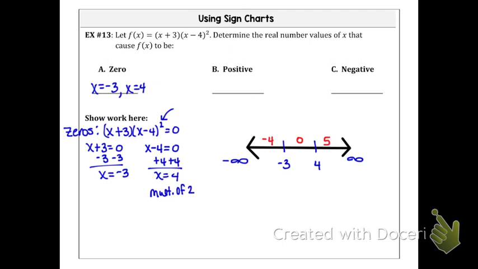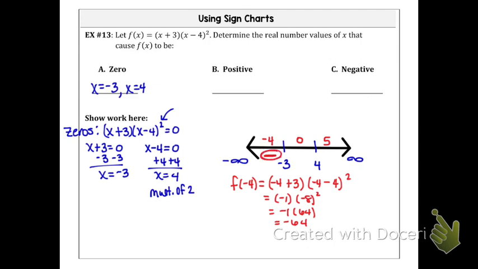All right, so let's go find f of negative 4. Our equation is (x plus 3) times (x minus 4) squared, and we're going to plug in negative 4. So it's going to give me negative 1 times negative 8 squared. It's negative 1 times 64, which is negative 64. So I know that this part of my graph is going to give me negative numbers. It's going to be below my x-axis.